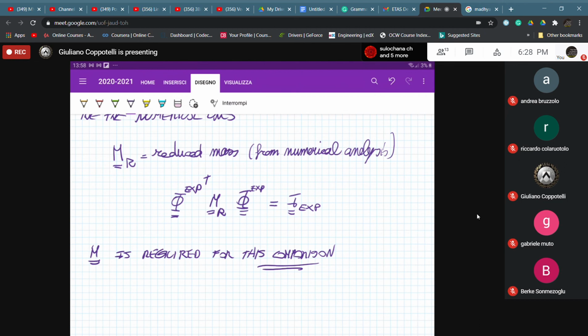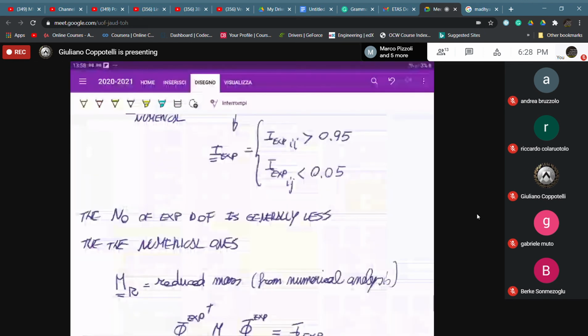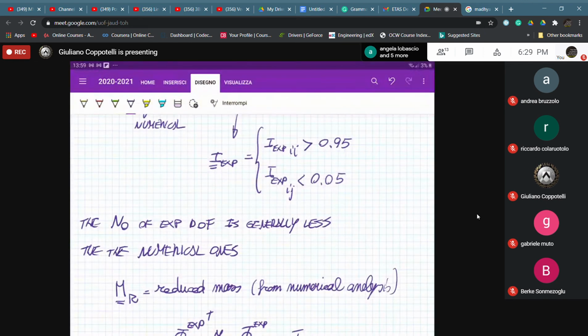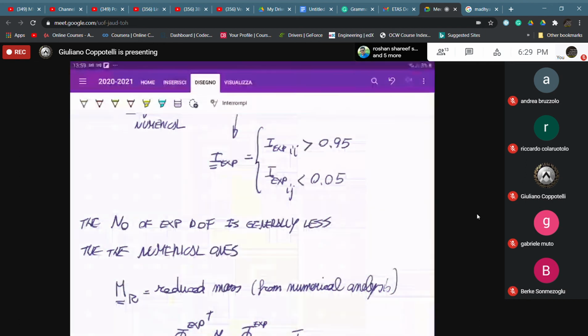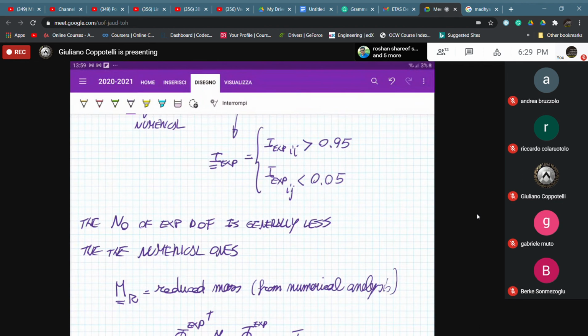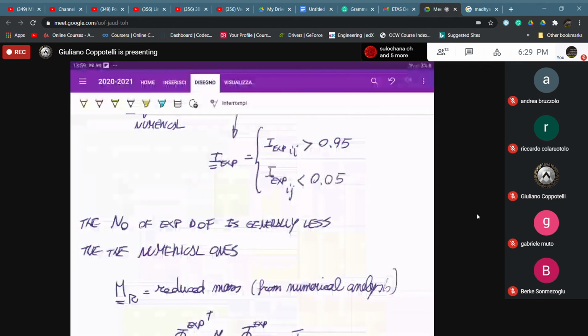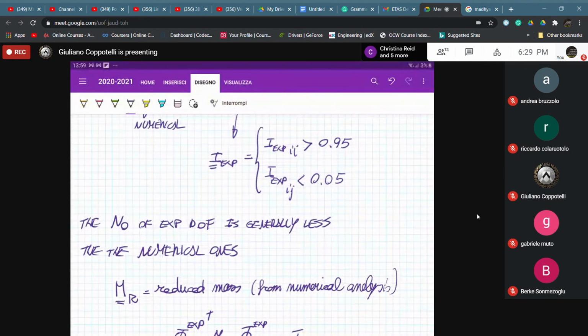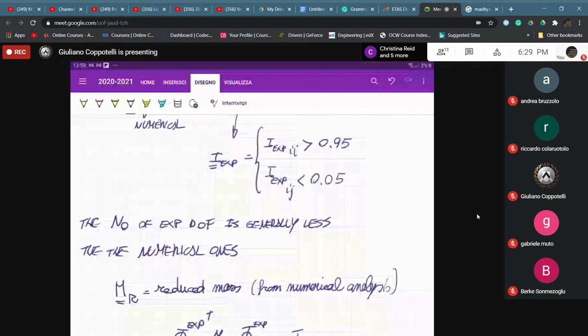If, for example, there is a specific diagonal term that is not, let's say, at least 95 percent, that is not unitary but is a little bit less than 95, then that means that the modal mass of the mode is not correctly evaluated, and therefore we have to go back to the numerical model and try to understand why that mode is not well identified from the experimental point of view.